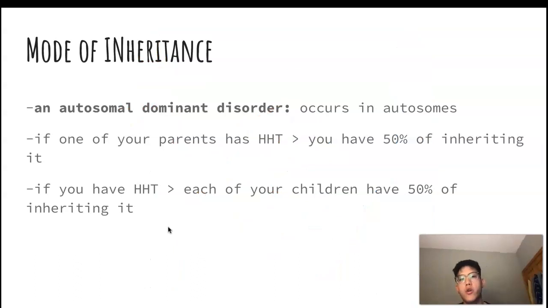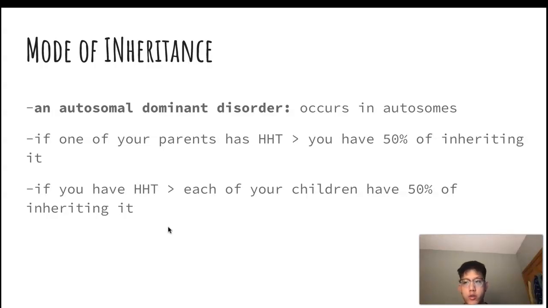Okay, next. As I discussed earlier, the mode of inheritance. HHT is an autosomal dominant disorder, and it occurs in autosomes. So what are autosomes? Autosomes are non-sex cells, and we know that humans have 23 pairs of chromosomes. 22 pairs of chromosomes are non-sex or autosomes, and the last pair is the sex chromosome, which is the composition of an X or Y gene, depending on if you are male or female.